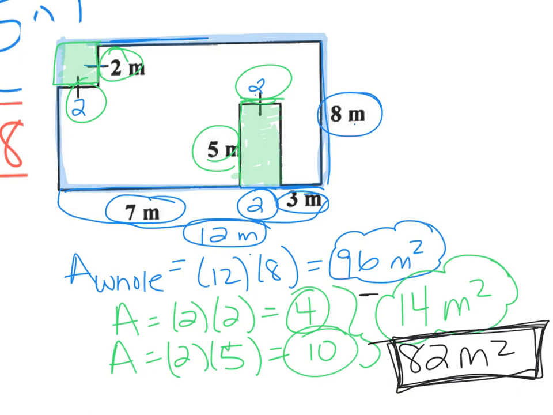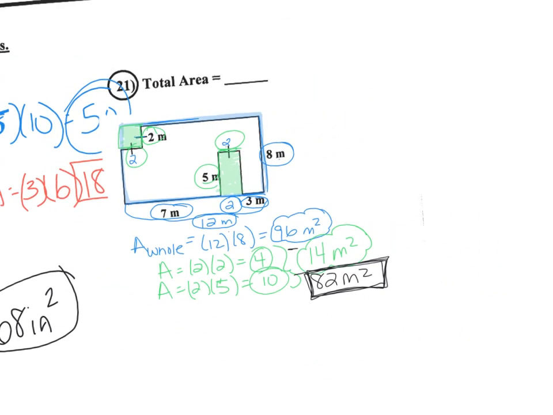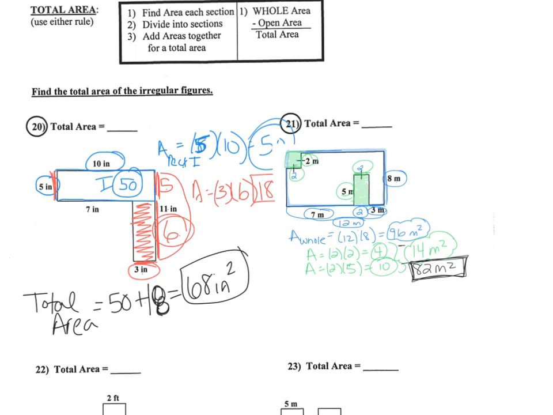All right, good job. We are going to do one more. We're going to do the one on the back. So we did them both ways. We did the total area when we divided and conquered, and we did the area when we found the whole minus the piece. Okay, so we're going to go to the next one.